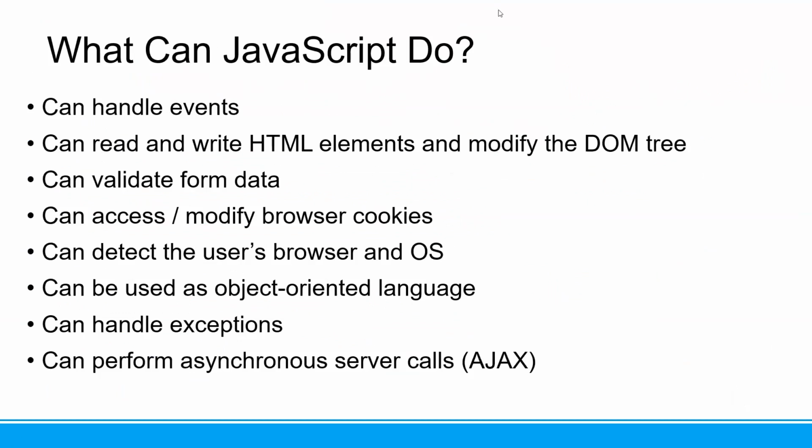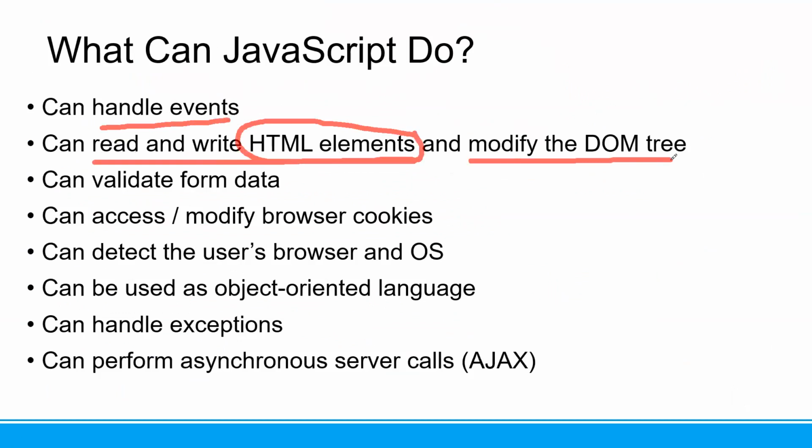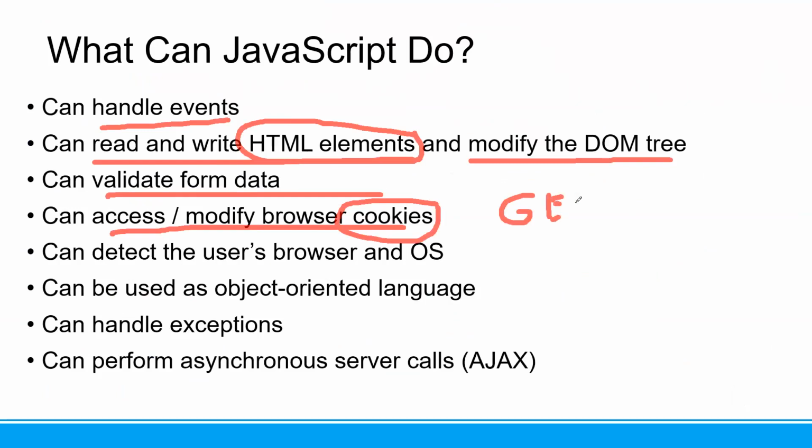JavaScript can handle events. It can read and write HTML elements. So with JavaScript, you can create more HTML elements dynamically, and then you can modify the DOM. You can validate the form data. You can access and modify browser cookies. So the cookies that we learned before, if you use the get method, you can save your cookies and then modify them with JavaScript.